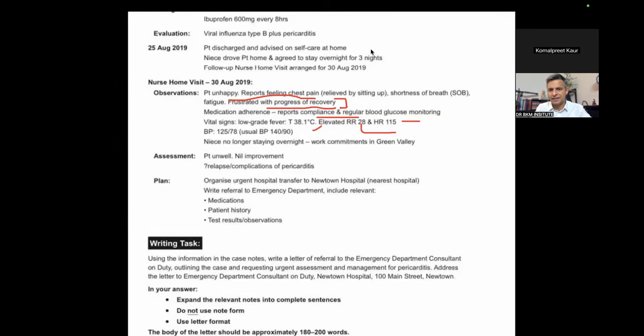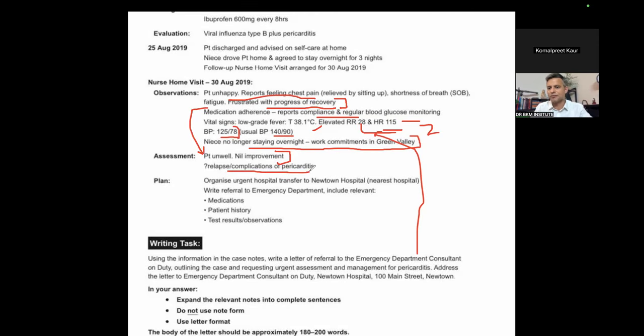Respiratory rate is anything that is abnormal. Mention it. Because urgent emergency department would be requiring this data. 28 respiratory rate. Temperature is high. Heart rate is 115. It should be around 60 to 72. Then if your blood pressure is little less than usual, because normally it is 140 by 90, it is decreased. So there is kind of hypotension as well. So niece no longer staying overnight, work commitments in the Green Valley. So there must be something about the niece. Maybe the niece was staying with her, but now she is not staying. Patient unwell, nil improvement. Obviously there is no improvement.